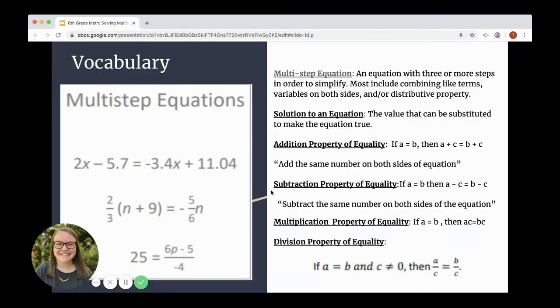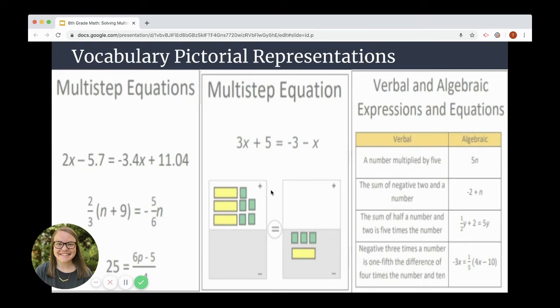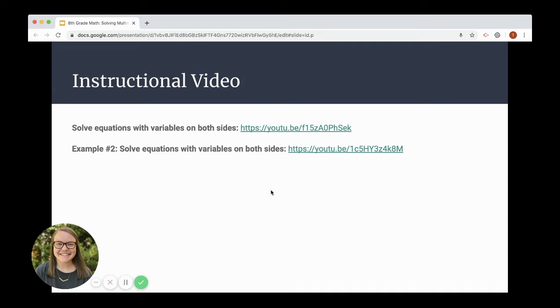Again, here is that same vocabulary we've been looking at all week with equations and those properties of equality and those same pictorial representations that we have been looking at. Let's go ahead and take a look at our instructional videos for today. They are both examples of solving equations with variables on both sides.